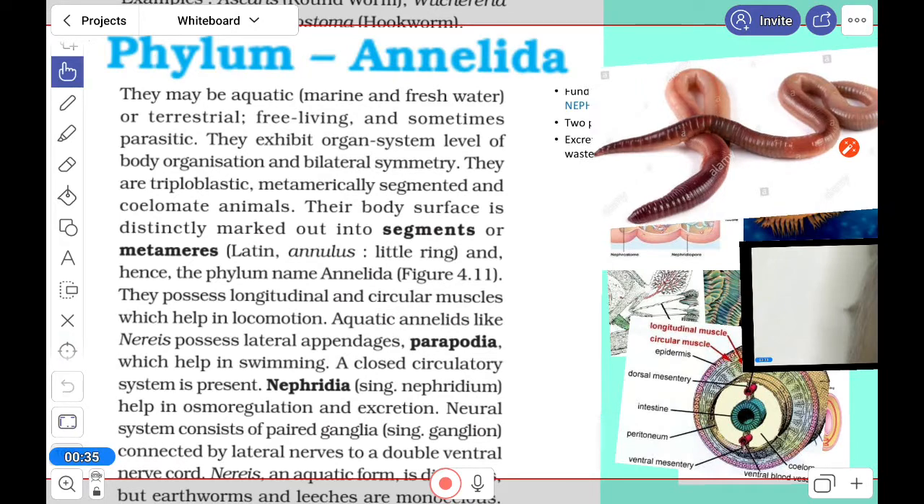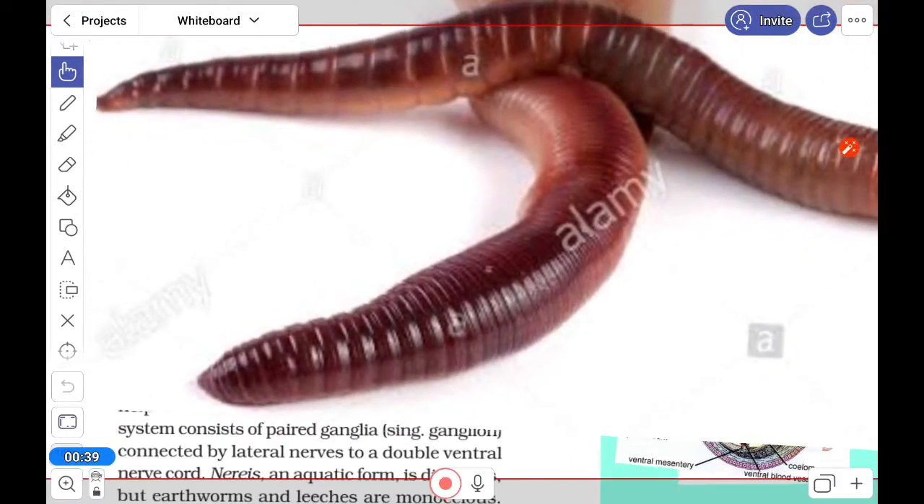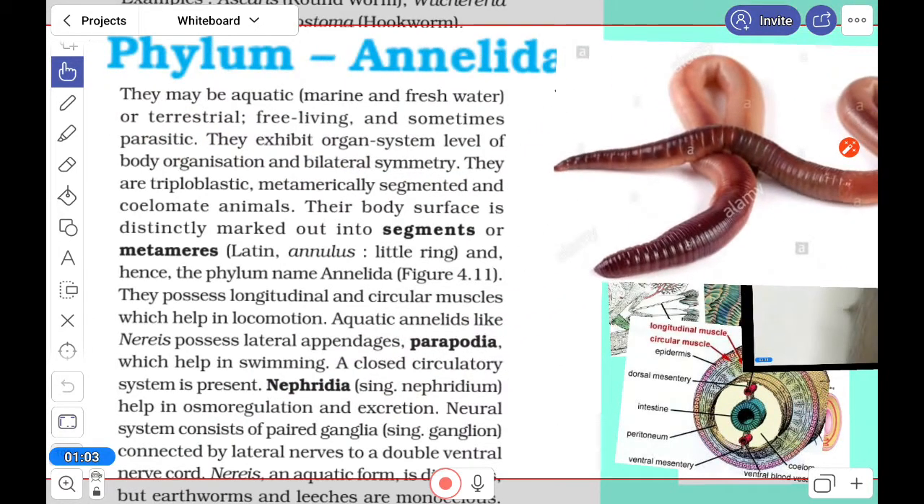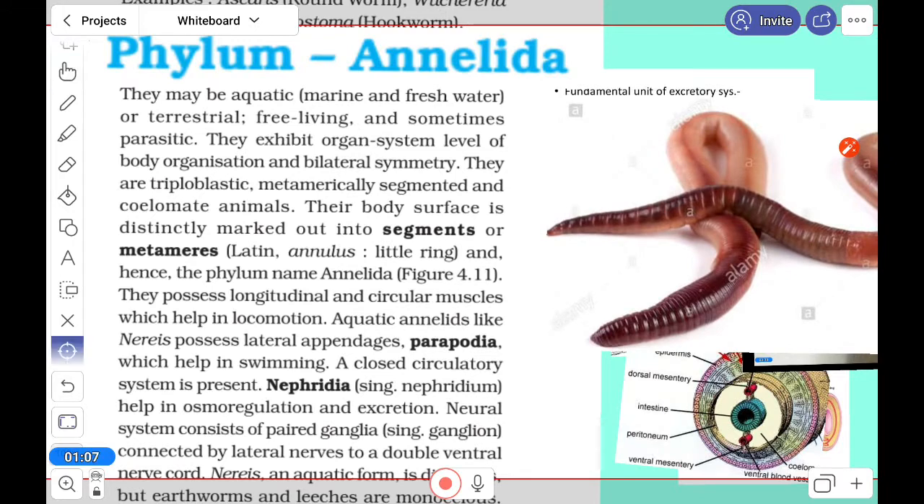We can see here it is a segmented body, and the segments are equal, and here they look like rings, one after another, the rings arranged. This is an earthworm. Annelida is one of the advanced groups in invertebrates. Next we can see all these characteristics.